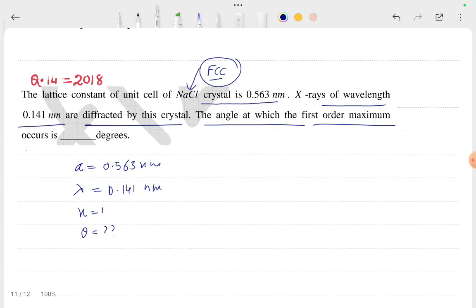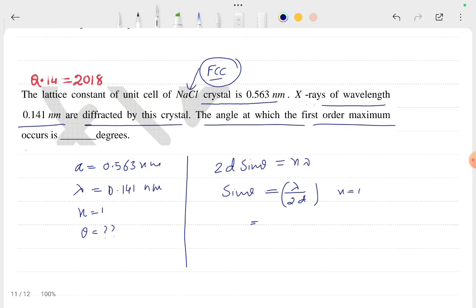Right. So, the angle at which the first order maxima occurs. This is a very good question. We use Bragg's law: 2d sin theta equals n lambda. So sin theta equals lambda upon 2d, because n is 1.